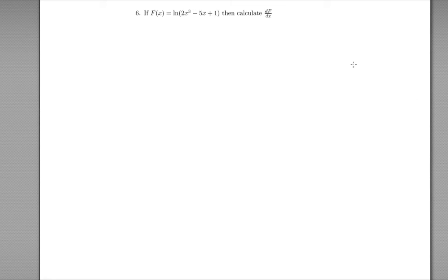In this question, they're asking us to calculate the derivative of capital F with respect to x, where capital F is given to be the function ln of 2x cubed minus 5x plus 1. So, to calculate this derivative, we might be inclined to use the formula for ln, which is the derivative with respect to x of ln x is equal to 1 over x.